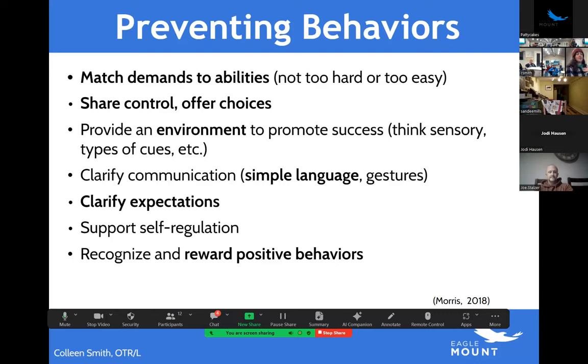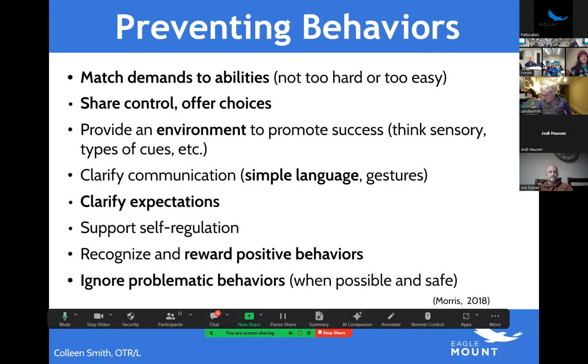And we want to allow room for the positive things, even if it's been a tough morning. And then ignoring problematic behaviors when it's possible or safe. This one comes up a lot with language. There's a tendency to say, oh, we don't talk like that at Eagle Mount, and that might trigger that person to the absolute next level. So just ignoring it is the best thing that you can do.